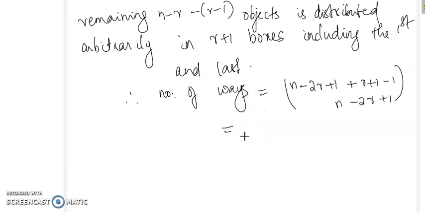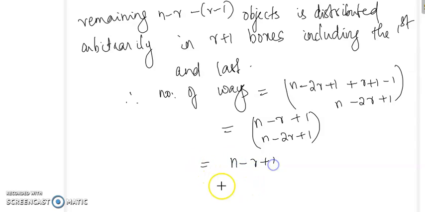So that will be equal to n minus r plus 1 c n minus 2r plus 1, or this is also equal to n minus r plus 1. If you have nCr, nCr will be equal to nC n minus r.